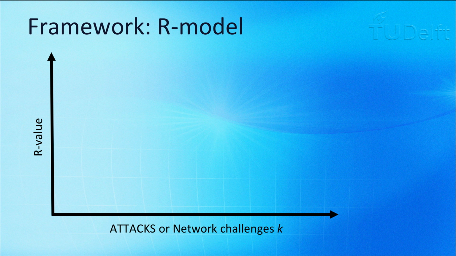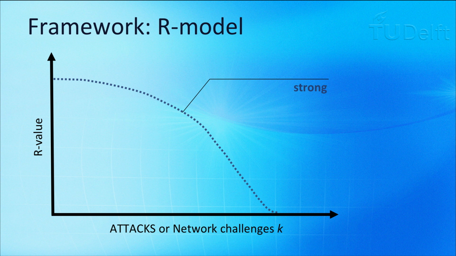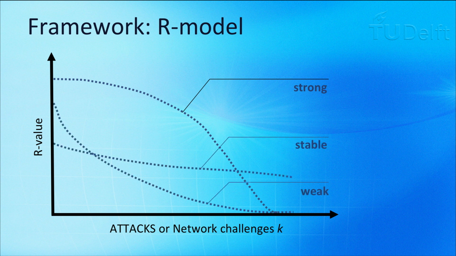A network or a system is not simply robust. A network is robust against something. It is against a perturbation such as an attack or any other challenge, a random failure for instance. The definition of robustness is too restricted if it does not take into account the attacks and challenges that progressively degrade the network. Here we can see three behaviors for three different networks: a strong one, always on top; a stable but low one; and a weak one, with a rapid decay in the R value.